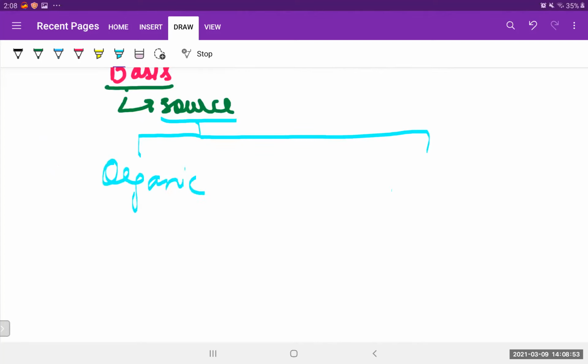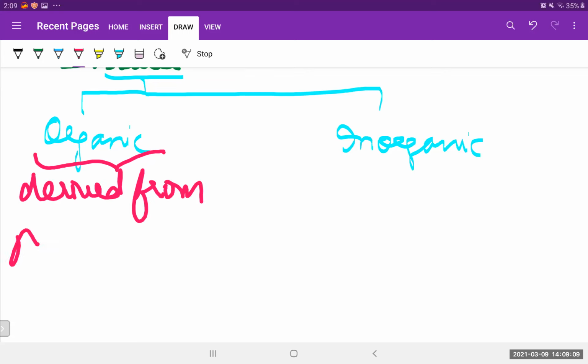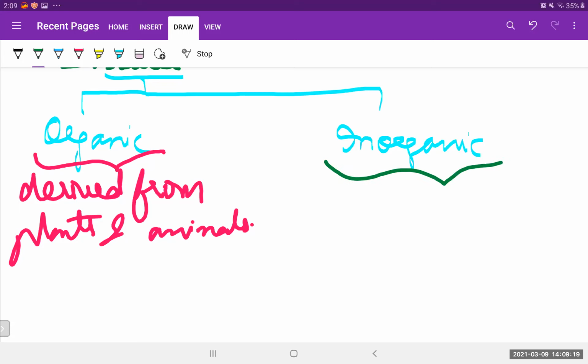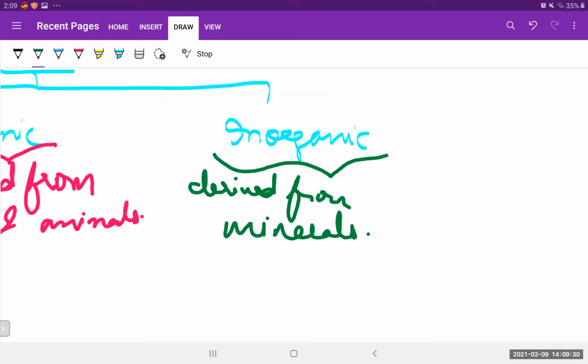Organic, inorganic. So organic is what? Which is having earthly matter like plants and animals. So it is derived from plants and animals. And this one is derived from what? It is derived from minerals. Done.